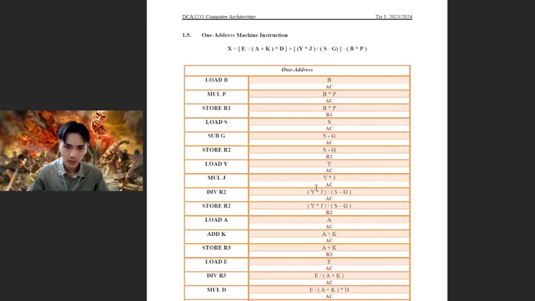So Y times J divided by R2, which means Y times J divided by S minus G, and it is still being stored in the temporary memory until it is stored back in R2. So the R2 memory is overwritten, and it is now storing Y multiplied by J divided by S subtract G.